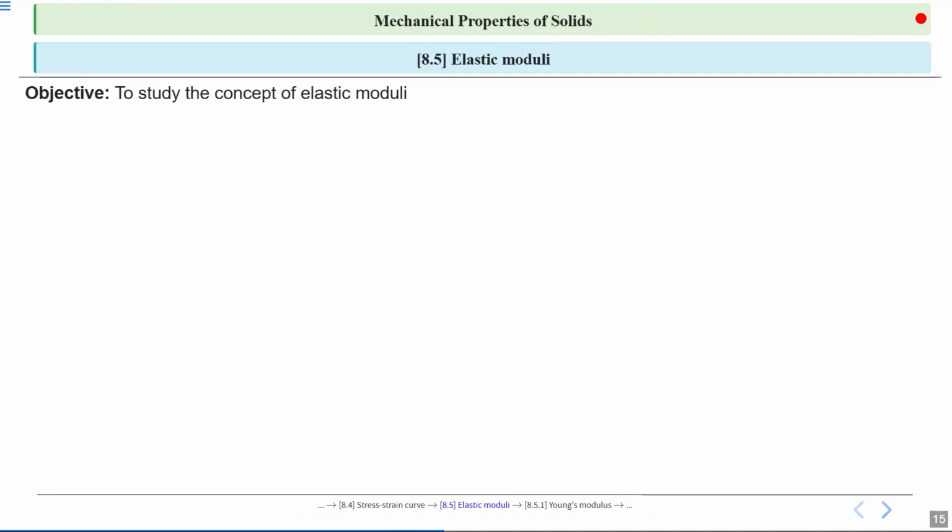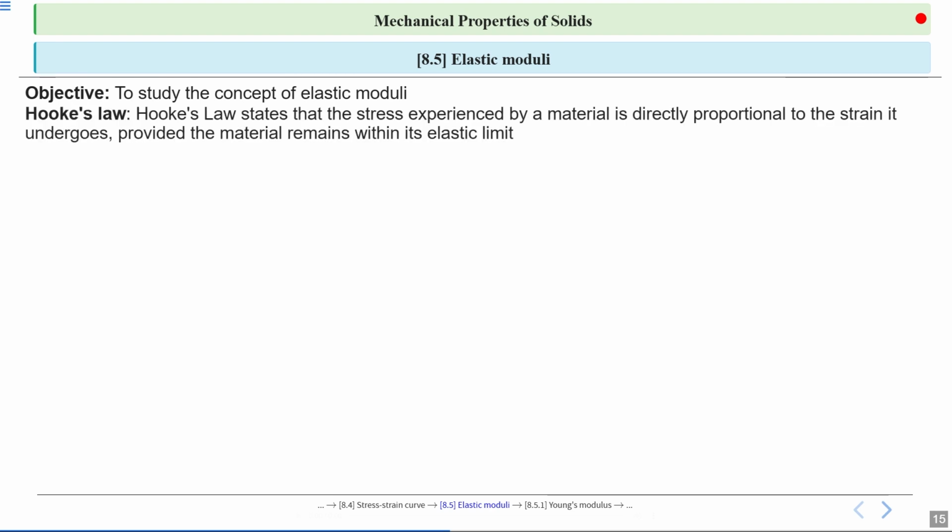Now we will understand the concept of elastic moduli. So let's start with Hooke's law. Hooke's law tells us that the amount of stress a material experiences is directly proportional to the strain it undergoes, as long as we don't exceed the material's elastic limit. In simple terms, if you pull or push something like a spring, it will stretch or compress in a predictable way, but only up to a certain point.